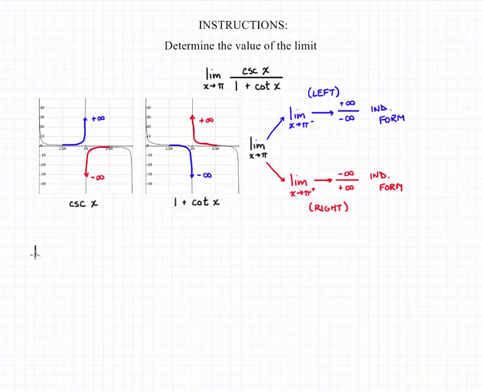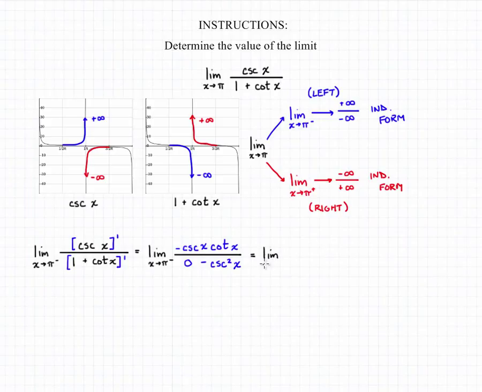So L'Hopital's rule tells us, now that we've confirmed we can use it, that there's going to be an equivalent limit that we can find by taking the derivative of the numerator and placing that over the derivative of the denominator. So if we take the derivative of our numerator and the derivative of our denominator, we can apply that to a new limit, and that's going to give us negative cosecant x cotangent x over 0 minus cosecant squared x.